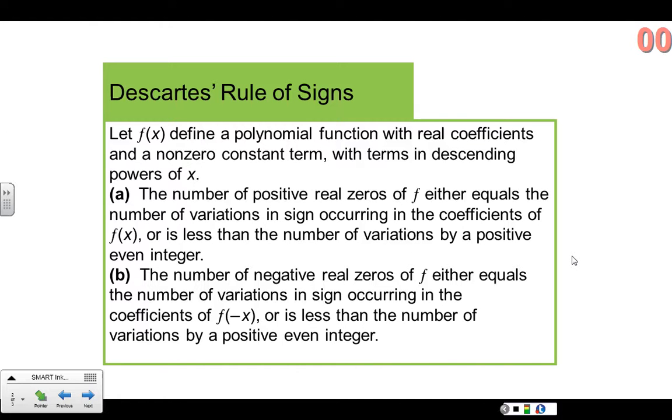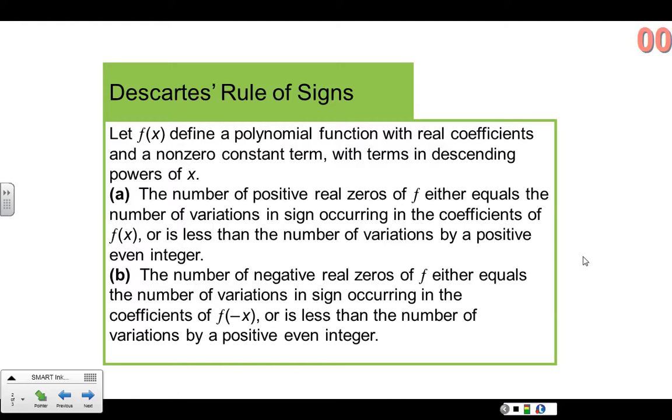Descartes' rule of signs. Let a function f of x be defined a polynomial function with real coefficients and a non-zero constant term, with terms in descending powers of x. The number of positive real zeros of the function either equals the number of variations in sign occurring in the coefficients of f of x, or is less than the number of variations by a positive even integer.